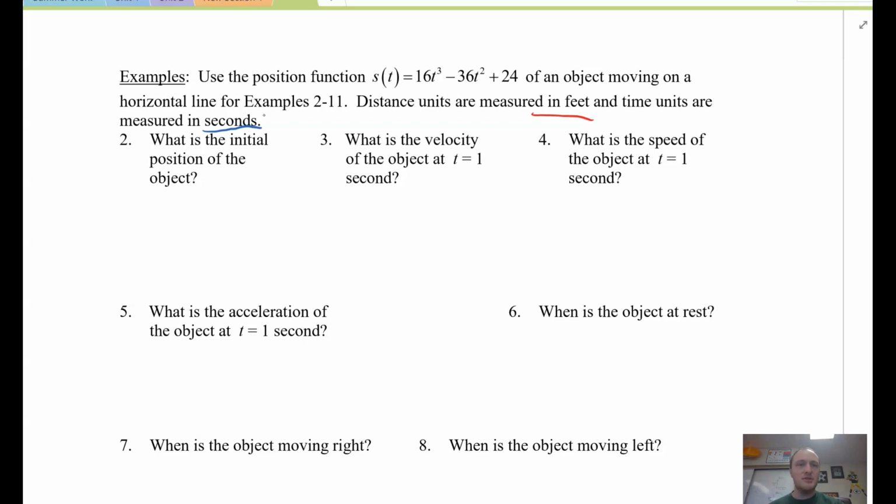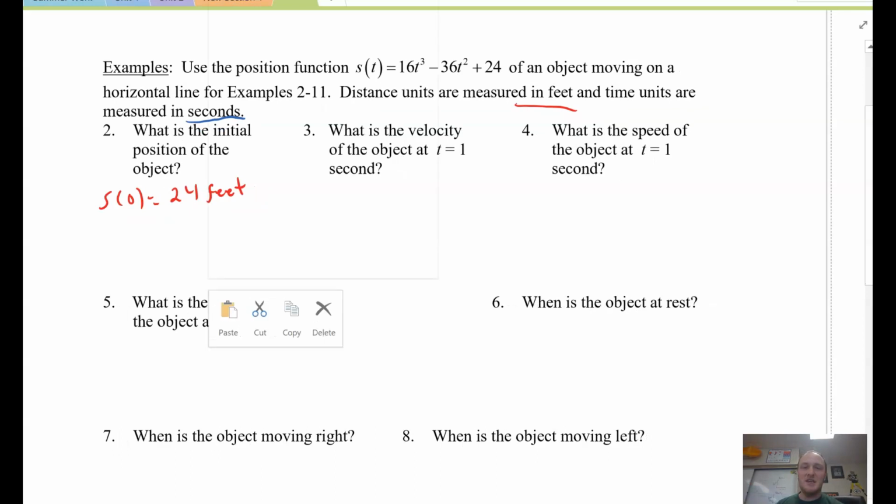Question 2, what is the initial position of the object? Well, remember position, and its initial value is just when t is equal to 0. So I'm going to take the position, s of t, and evaluate at 0. I plug in 0, we get 0 minus 0 plus 24, so this is 24 feet. There is number 2, super easy.